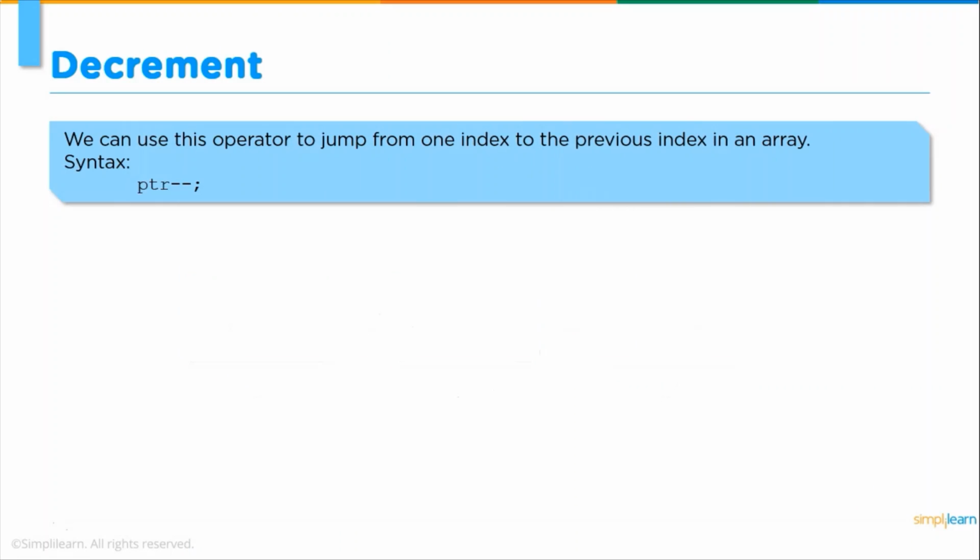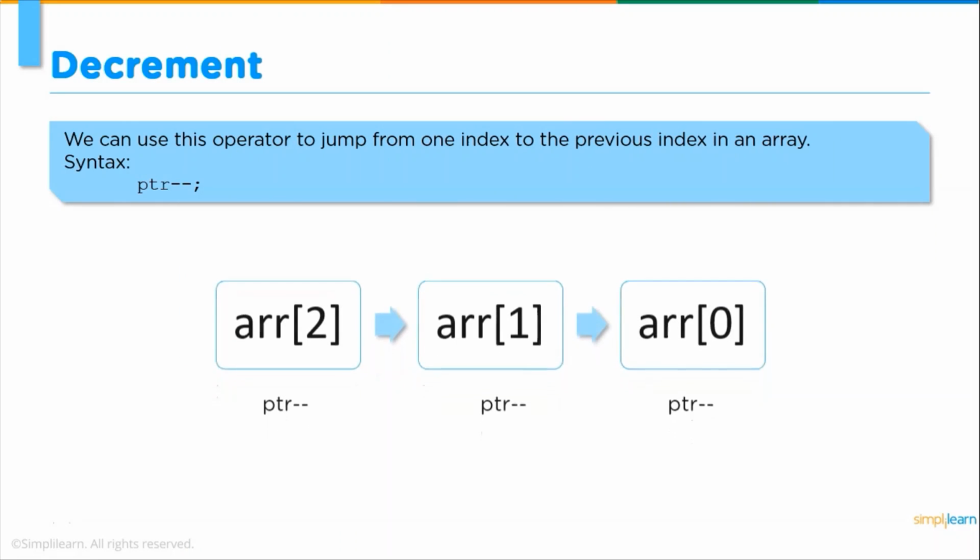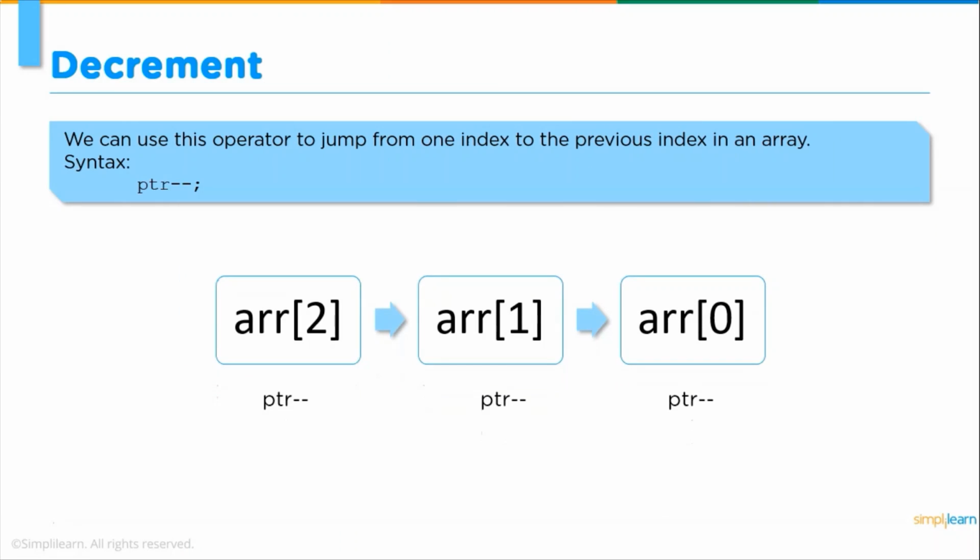Next, decrement. If this operator is applied on a pointer, it will shift this pointer's address to its sequential predecessor. As you can see in the figure, as we decrement this pointer, we also shift to the array's previous index. Let's get back to the code editor and try to implement it.